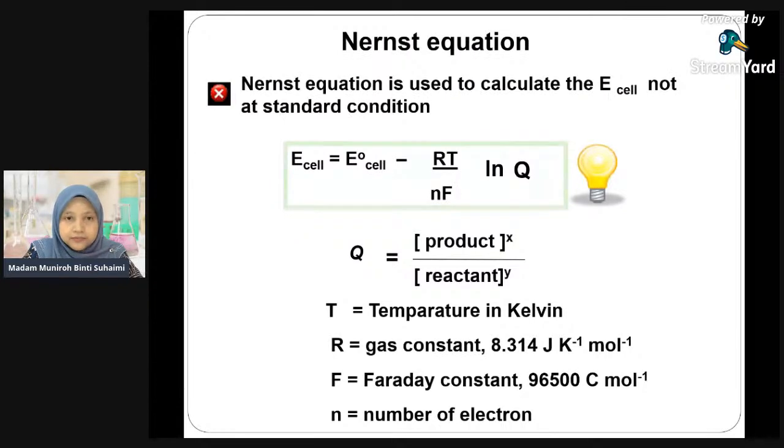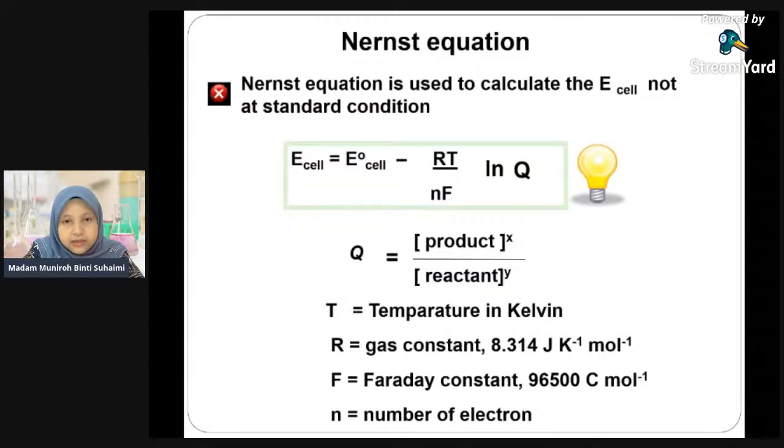The Nernst equation is used to calculate the E cell not at standard condition. This is the formula: E cell equals E naught cell minus RT over nF ln Q, where Q is equal to the concentration of product divided by the concentration of reactant.